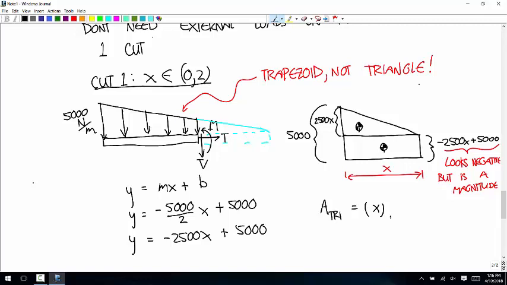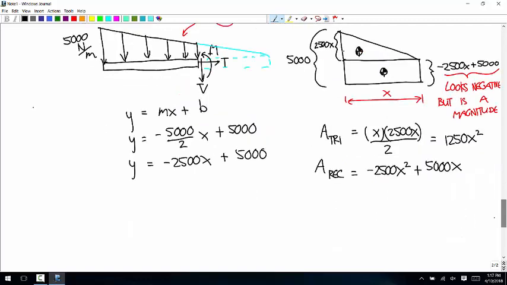So the area is x times 2,500x over 2. In this case, that's 1,250x squared. And the area of the rectangle is this height, that sort of ugly thing, negative 2,500x plus 5,000, times x. So negative 2,500x squared plus 5,000x. And again, at first glance, this looks like it's going to be negative. But it's not. It's a magnitude.